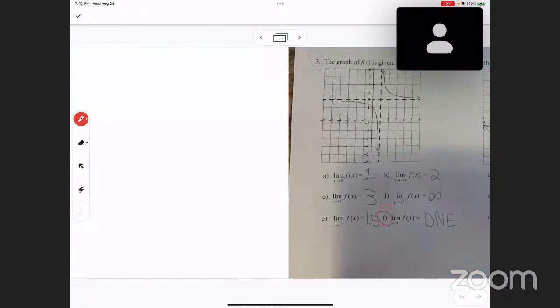So for letter F, same idea. What would you expect the y value to be as x gets closer and closer to 1? So look at the graph, and as x gets closer, look, I'm over here. This is 1. But on the left, as x gets closer and closer to it, what's happening to the y value?